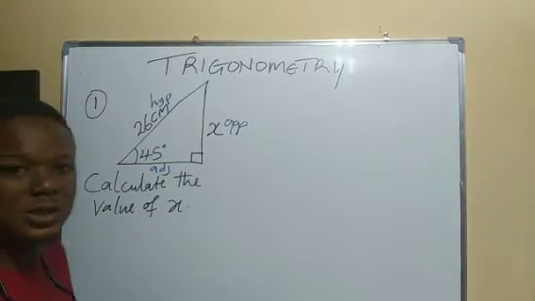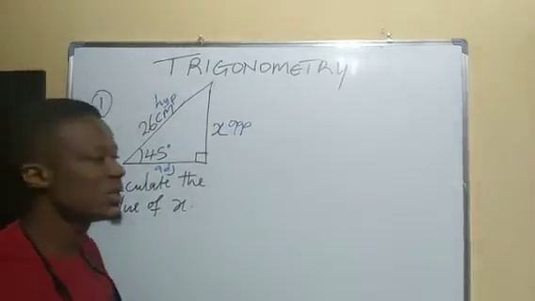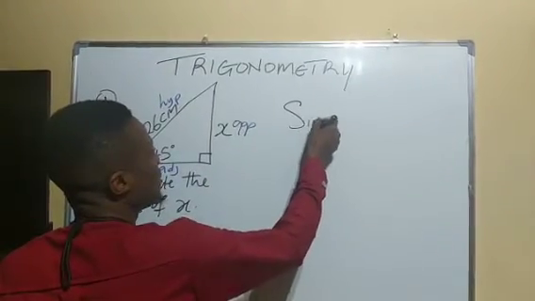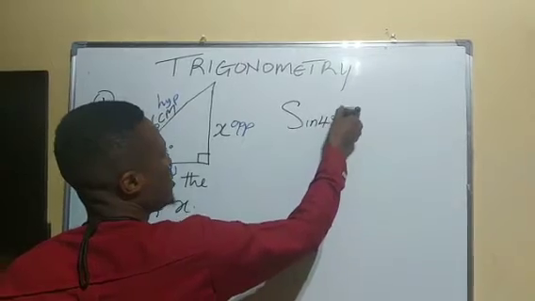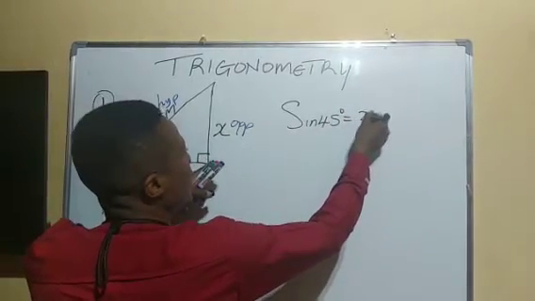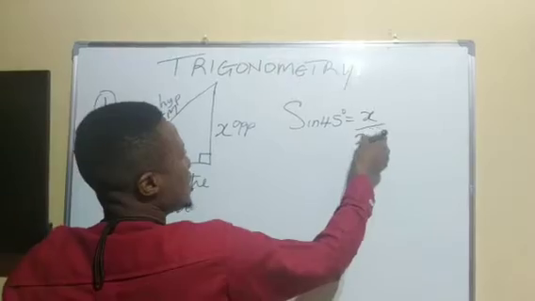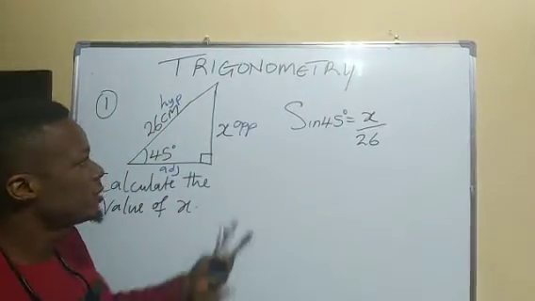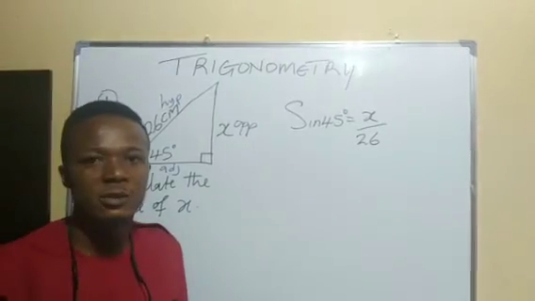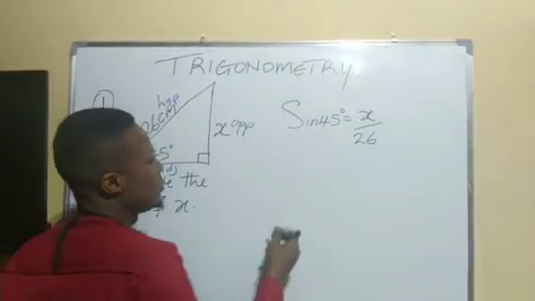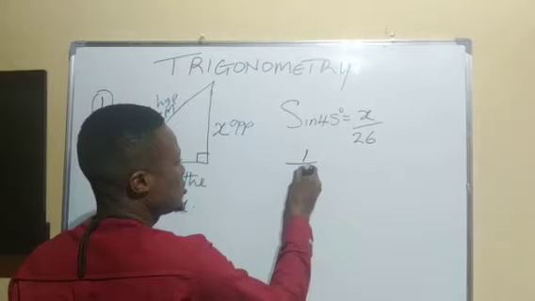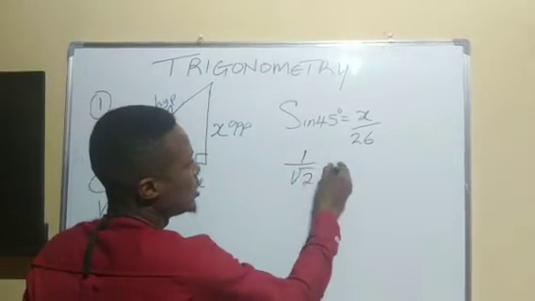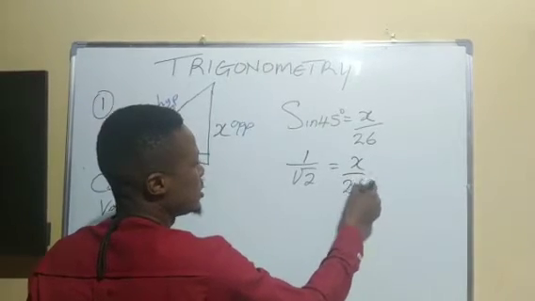And when you have opposite and hypotenuse, you now know that you are using the sine, because sine theta, and our theta is 45 degrees. So sine 45 degrees is opposite, which is x, over hypotenuse, which is 26. But we just concluded the special angle of 45 degrees. And wherever you see 45 degrees, you should know that the value of sine 45 degrees is 1 over root 2. So I'll use 1 over root 2 to replace sine 45 degrees, equals x over 26.